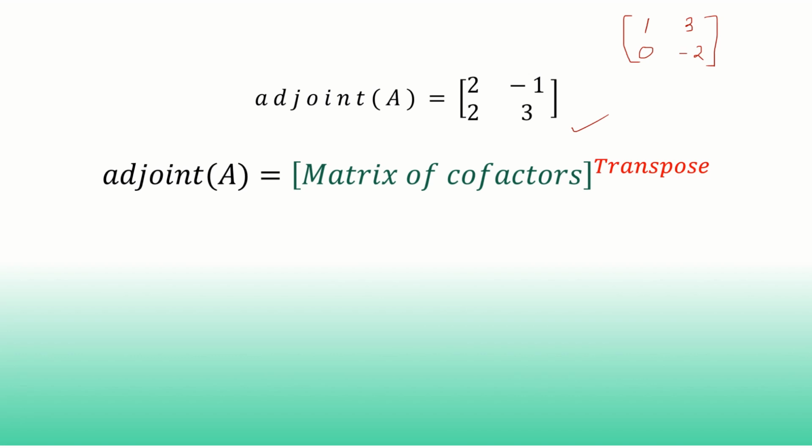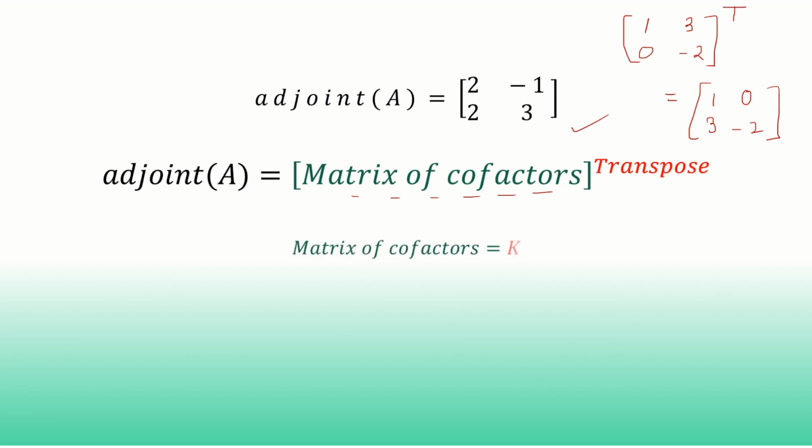I hope you have figured it out, but if you don't know, then transpose is simply interchanging the rows with the columns. That means the transpose of this matrix is given by 1, 3, 0, minus 2. Isn't that easy? So that is how we find the transpose. So basically our purpose is to figure out how to find this matrix of cofactors. So let us break down the process.